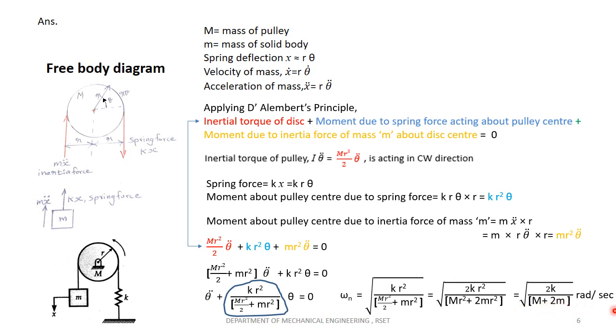So this is in radians per second. If you want to convert radians per second to hertz, then we need to multiply omega n by 1 by 2 pi. So 1 by 2 pi into omega n is represented as Fn, the natural frequency in hertz. This is how we find the natural frequency of a system by using Newton's method. Understood? Let's do the same problem by using the energy method. That will be discussed in the next slide.